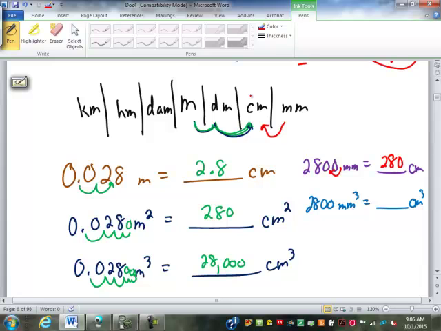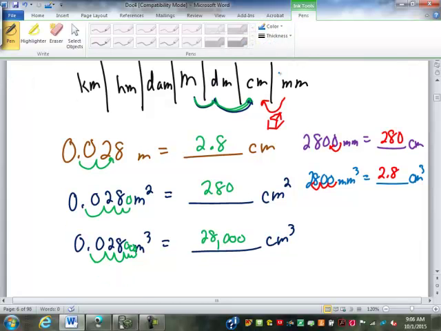But what if it were 2,800 millimeters cubed going into centimeters cubed? Now each spot on the chart is how many decimal places? It's cubed, so it's 3. So 1 spot on the chart is going to be 3 decimal places. 1, 2, 3. It's 2.8. Because it's cubed, it's not 10 anymore. It's 10 by 10 by 10. 10 by 10 by 10 is 1,000. So it's 3 decimal places.